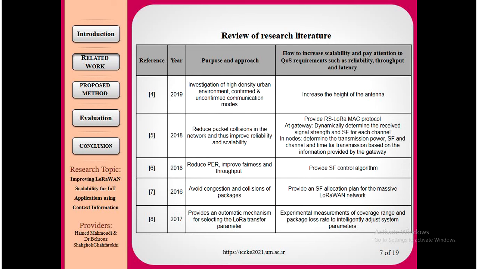In reference 6, researchers provide an SF control algorithm to reduce PER, or packet error rate, to improve fairness and throughput. In reference 7, an SF allocation plan is provided for massive LoRaWAN networks to avoid congestion and packet collisions. Reference 8, by experimental measurements of coverage range and packet loss rate, provided an automatic mechanism for selecting the LoRa transfer parameter.